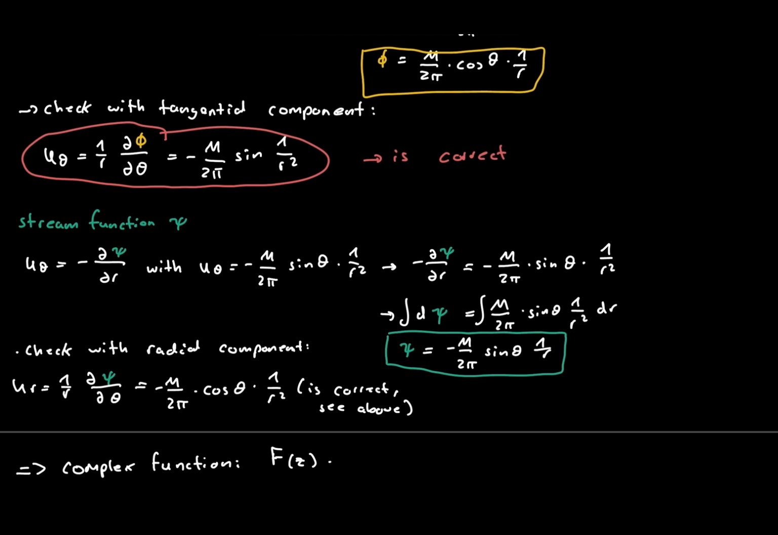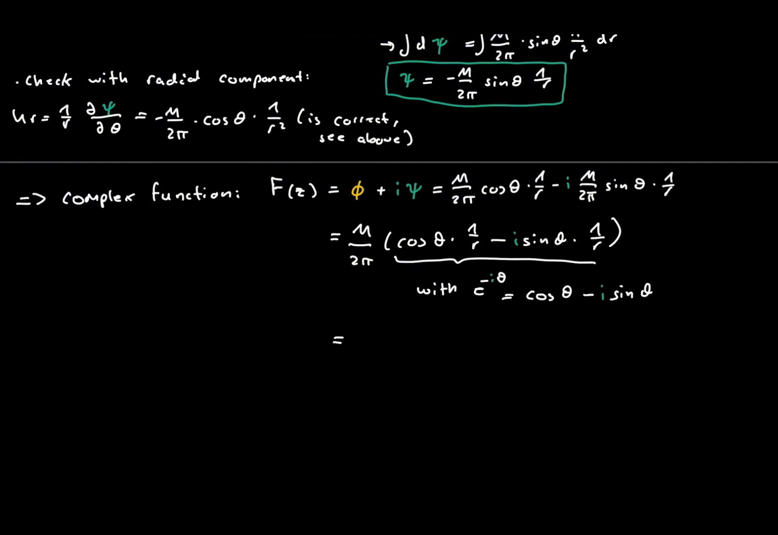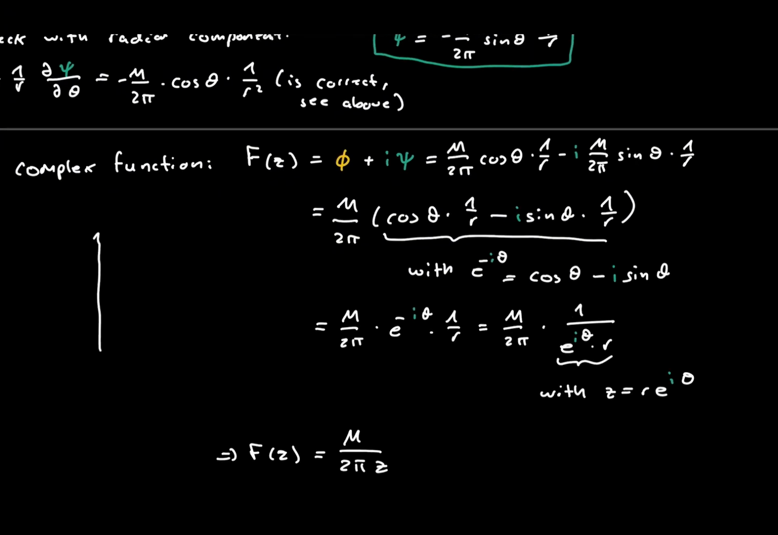The complex potential is phi plus i psi. This gives m over 2 pi times 1 over z. So the dipole has the compact form f of z equals m over 2 pi z.